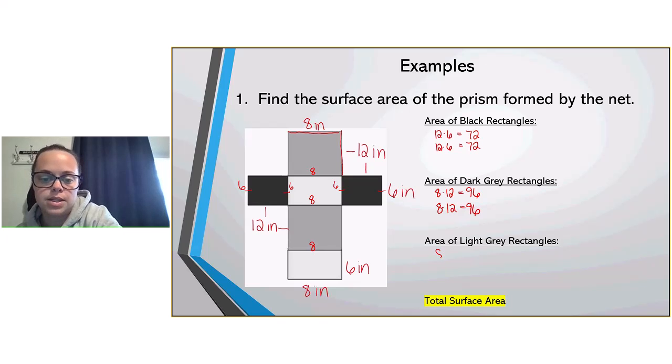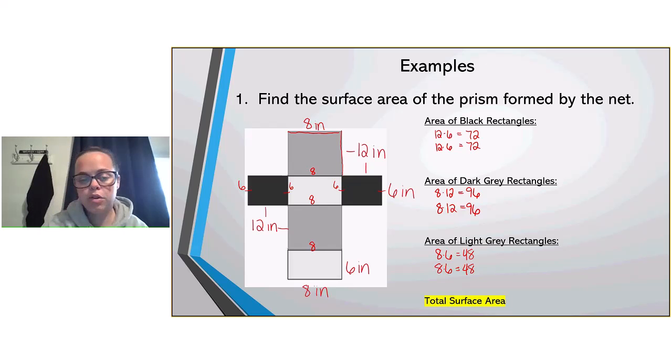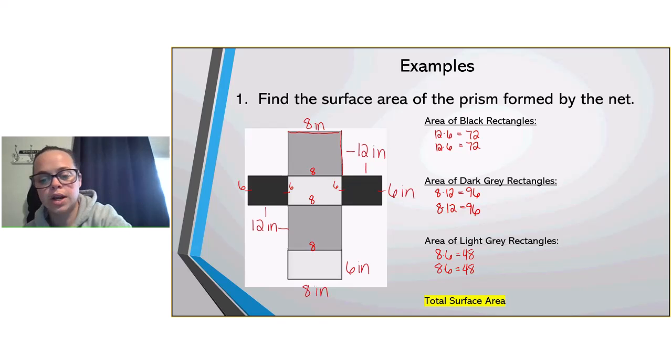So again, this one is an 8 by 6, which is 48, and there are 2 of them. So remember, a rectangular prism, when laid out in its net, is composed of 6 rectangles from each of the faces from that rectangular prism. So now we want to find the total surface area. We're going to add all of that together.